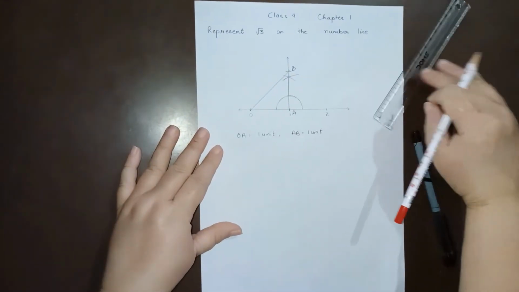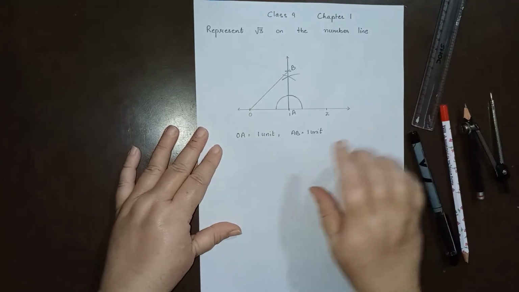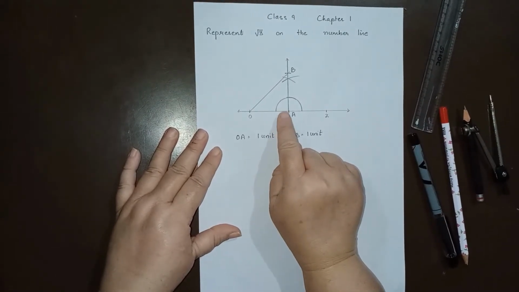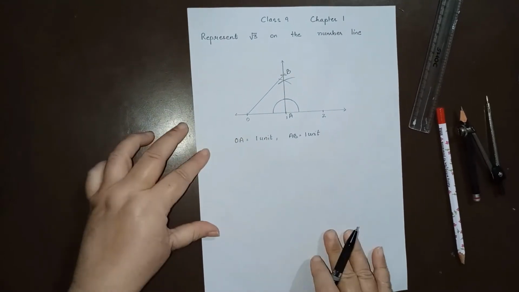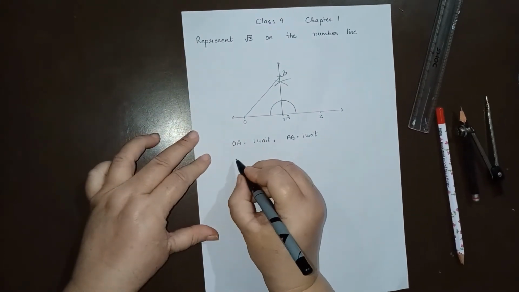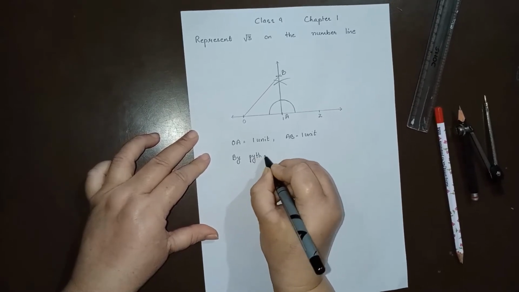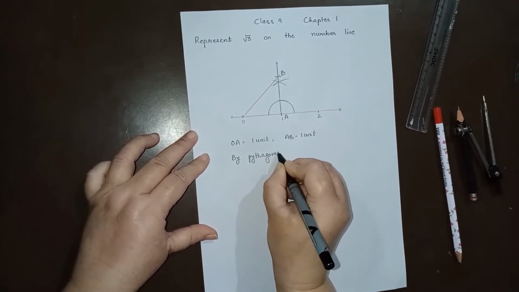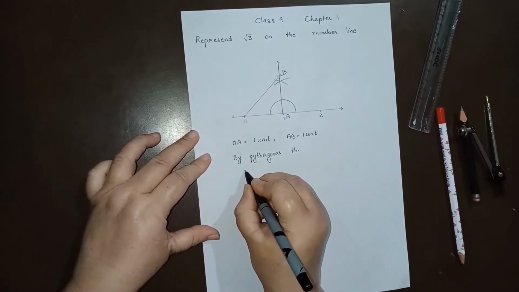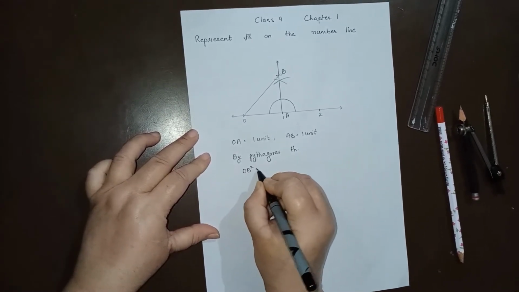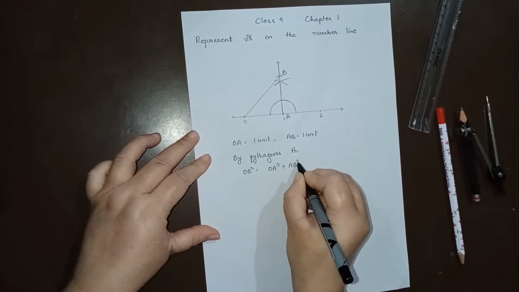Now see, this triangle OAB is a right angled triangle. Its right angle is at A. So we can apply Pythagoras theorem here. By Pythagoras theorem, we have OB square is OA square plus AB square.